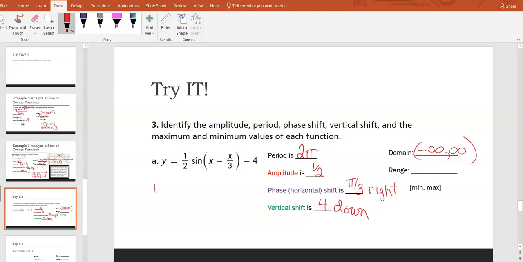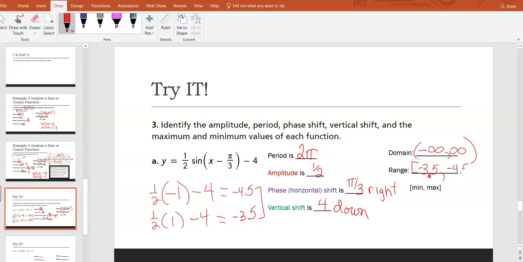I could put my minimum in by doing 1/2 times -1, since -1 is the smallest that a sine function can be, then -4. So that would be -4.5. And then the largest it could be would be 1. Subtract 4 from that, and I'd get -3.5. Now I could look at these two values. Difference is 1, right? And divide it by 2, and I'd get 1/2. That's my amplitude. So you've got a lot of information you can get just from this one equation.